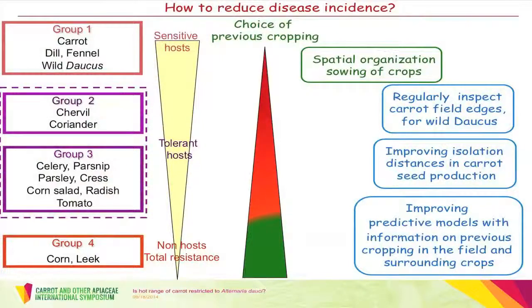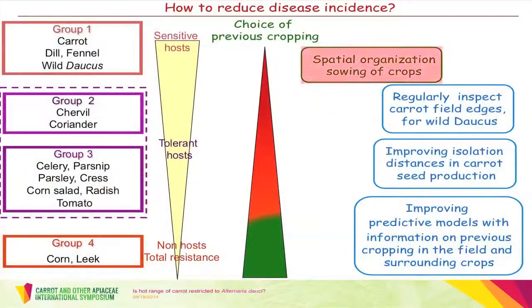We can use this key, in fact. I think the most important is to choose the previous cropping, of course. The better choice is a plant species which is non-host for Alternaria dauci, so it's better to choose plants in group 4. If you take groups 3 and 2, you may have some problem for the next carrot. And for group 1, the risk factor is very high to have problems in your carrot crop.